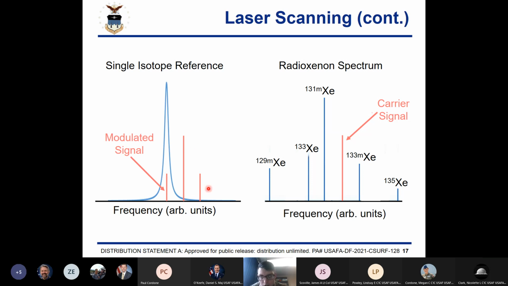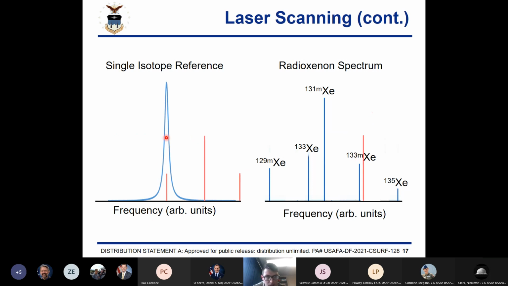And then when we actually run our experiment, what it will actually look like is this, where like I said, the leftmost sideband stays put while the carrier signal and the rightmost sideband scan. You'll also notice the carrier signal in the radioxenon spectrum and the carrier signal in the single isotope reference scan in parallel to each other. We'll always know where our laser is at and always be able to pinpoint those peaks that correspond to cycling transitions at a given frequency.